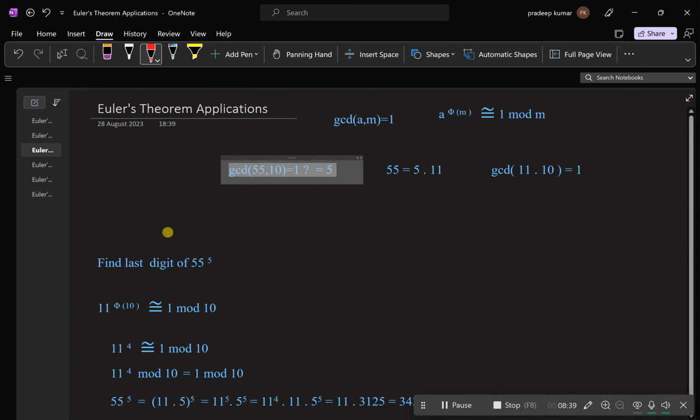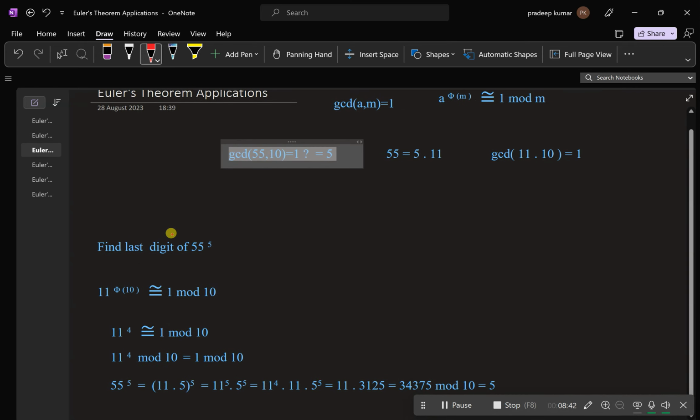In the same way, let us take a different kind of problem. What is the last digit of 55 to the power of 5? First, we'll try to solve this problem in the previous way. Here they've asked for the last digit. Last digit means 10 comes to mind, not 100. So first we'll find out, is the GCD of 55 and 10 equal to 1? Go ahead and calculate. The GCD of 55 and 10 is not 1, it is 5. So we cannot directly apply this formula here, but we have one small trick.